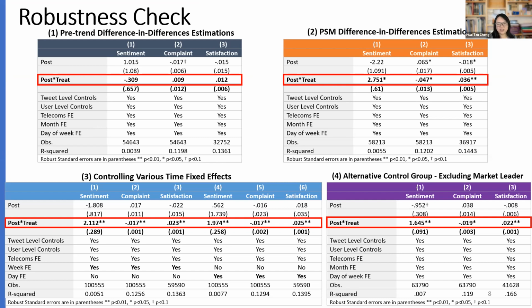The market leader in the telecom industry may adopt a different customer care strategy from T-Mobile. To address this concern, we exclude the market leader AT&T from our control group. We use an alternative control group of Verizon and Sprint, and the results show that the coefficient of the interaction term is similar to our baseline model, so our findings still hold.